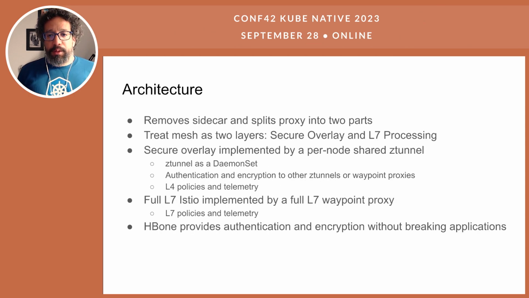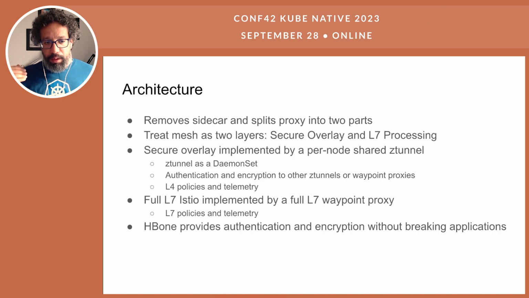So in the new architecture for ambient mesh, sidecars are gone, and they are replaced by two types of proxies. Those proxies try to treat the mesh as two different layers, a secure layer and the layer 7 processing layer. The secure layer is implemented through a proxy per node. So it's a multi-tenant per-node proxy. There is no more per-pod proxy anymore. It's per node, called ztunnel. Ztunnel runs as a daemon set, so it runs one proxy per node. It's completely stateless, which means it can be scaled up and down. It has built-in authentication and encryption, and it implements some of the layer 4 policies and telemetry.